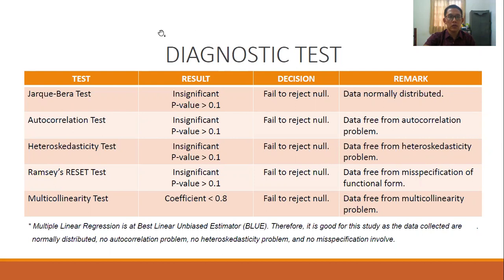Diagnostic test. There are 5 types of tests in the diagnostic test, which are the Jarque-Bera test, autocorrelation test, heteroscedasticity test, Ramsey RESET test, and finally multicollinearity test. For all of these 5 tests, the decision is fail to reject the null. So the multiple linear regression is the best linear unbiased estimator, or we can also call it BLUE, because the data are normally distributed, free from autocorrelation problem, free from heteroscedasticity problem, free from misspecification of functional form, and finally, free from multicollinearity problem.